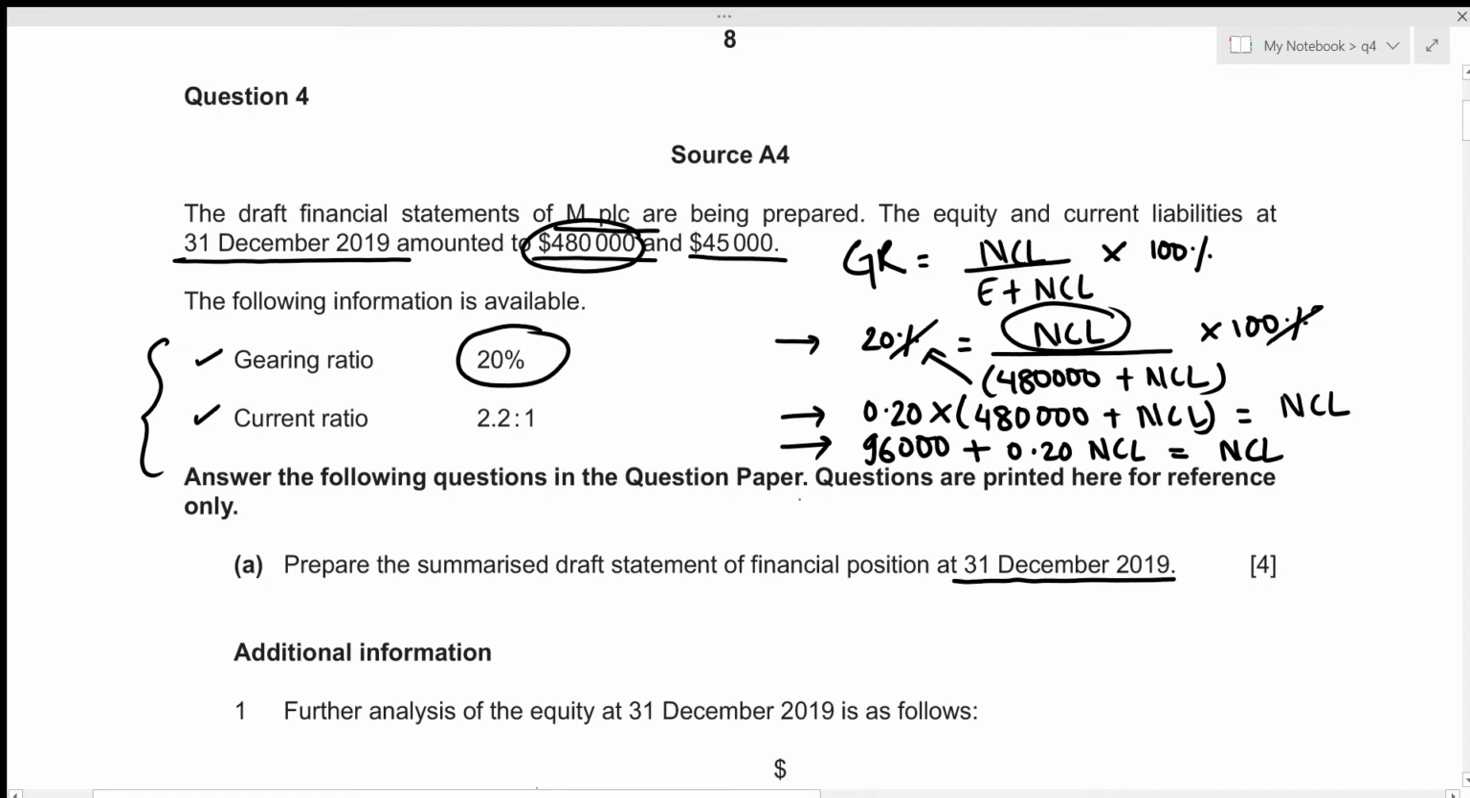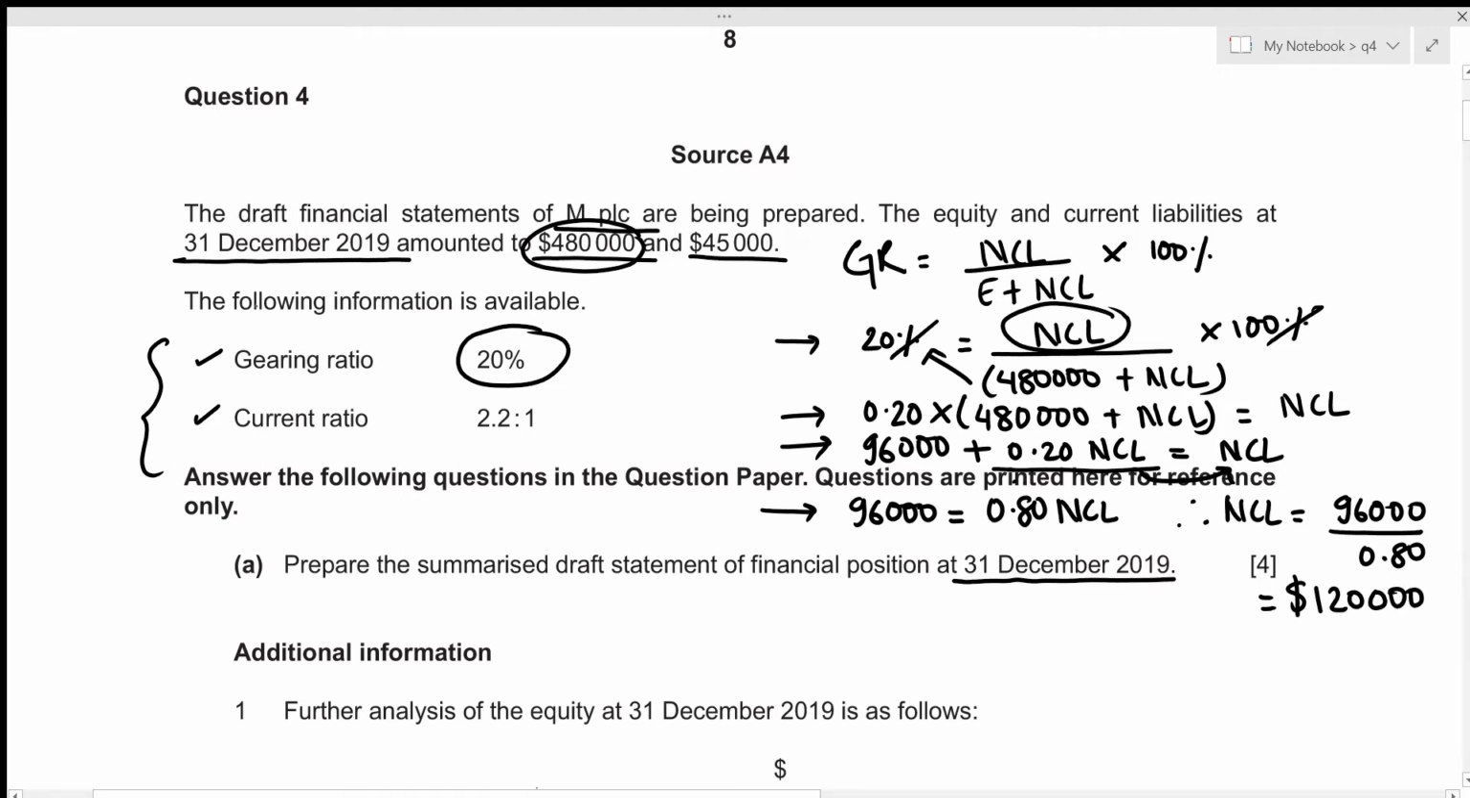Okay, so that's just going to be 96,000 equals to, we can just bring this term to the right hand side, right? So that's going to be 1 non-current liabilities minus 0.20 non-current liabilities, which results in the value of 0.80 non-current liabilities. Now we can easily figure out the final value for our non-current liabilities. That's going to be 96,000 divided by 0.80. So now this gives the value for non-current liabilities to be 96,000 divided by 0.80, which results in the value of 120,000.